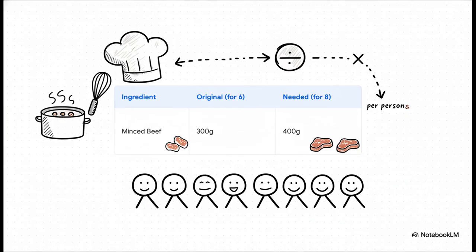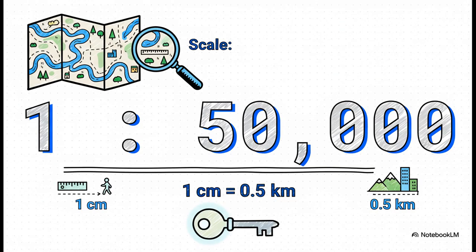Take cooking. A recipe says it serves 6 and needs 300 grams of beef, but you've got 8 people coming over for dinner. This is a classic scaling problem. First, you figure out the amount per person. 300 grams divided by 6 people is 50 grams each. Then you just scale it up. 50 grams times your 8 guests means you'll need 400 grams of beef. Done.